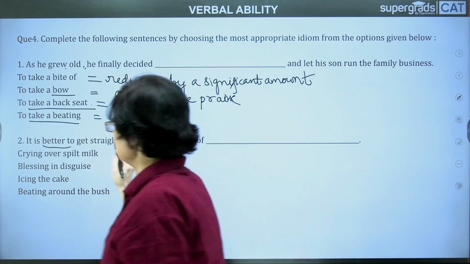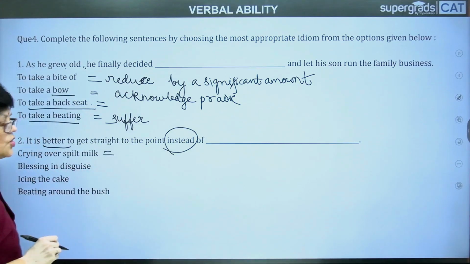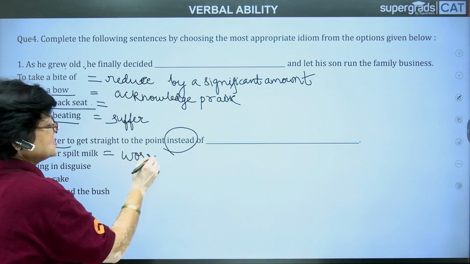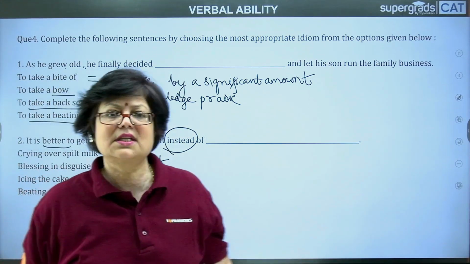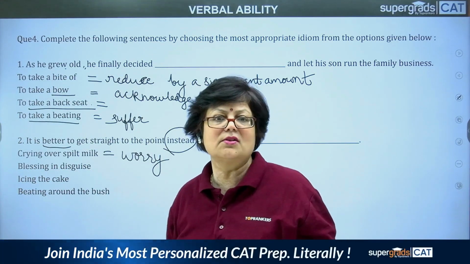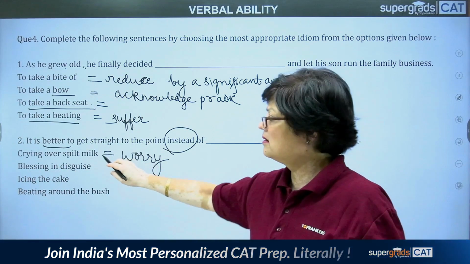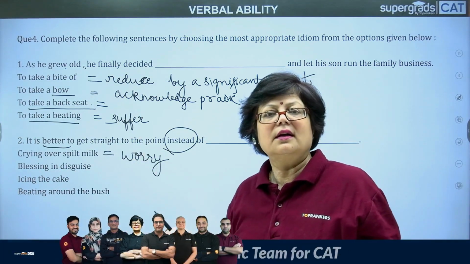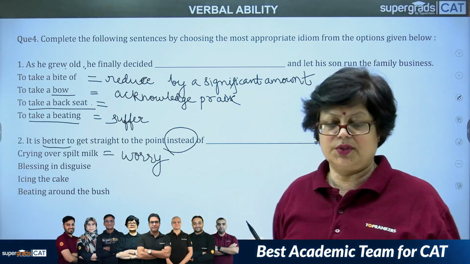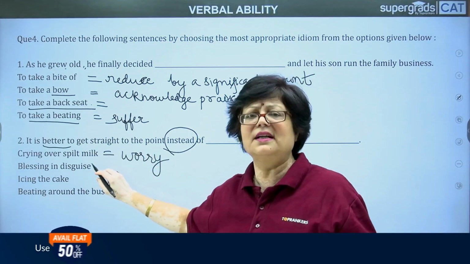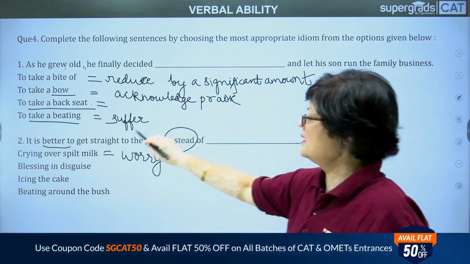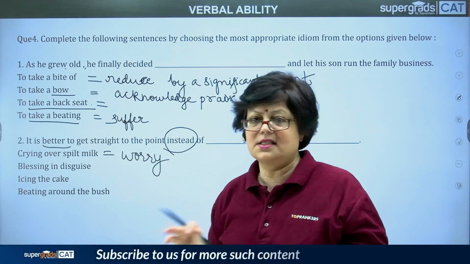Crying over spilt milk is to be unhappy, to worry over something unnecessarily, which cannot be retrieved, which the situation cannot be changed also. In Hindi there's a beautiful saying, अब पछताए होत क्या जब चिड़िया चुग गई खेत, right? So there's no use crying over spilled milk. You might have often heard it, so you can relate in this manner. So it is better to get straight to the point instead of this is not working.